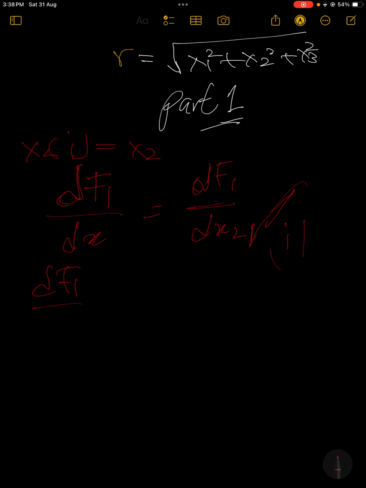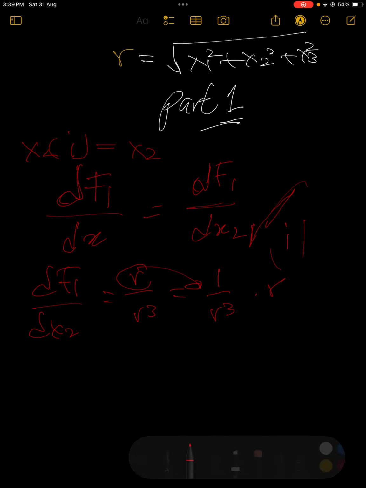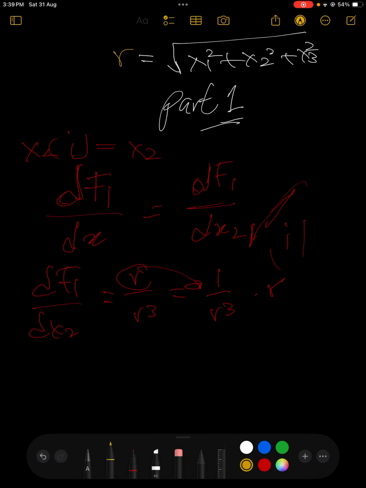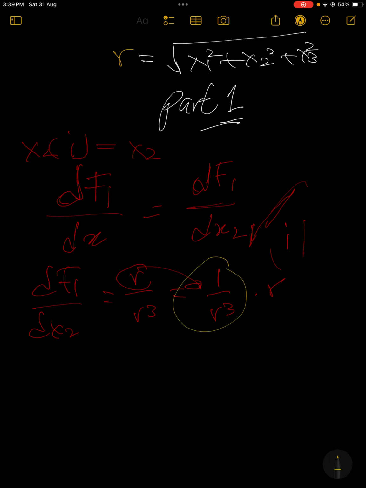Okay, and as we move on, df1 divided by dx2 equals r divided by r cubed. So we'll take r outside so we can find the differentiation of the magnitude. It's going to be 1 over r cubed multiplied by r. Okay, the next step we need to do is take the derivative of the 1 over r cubed. r equals x1 squared plus x2 squared plus x3 squared.